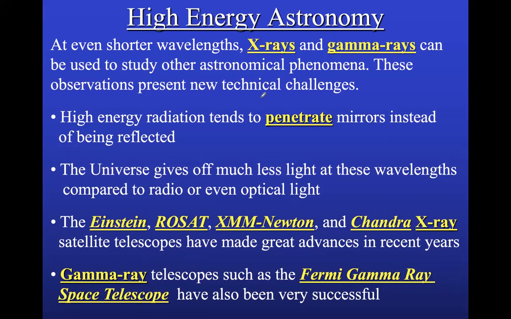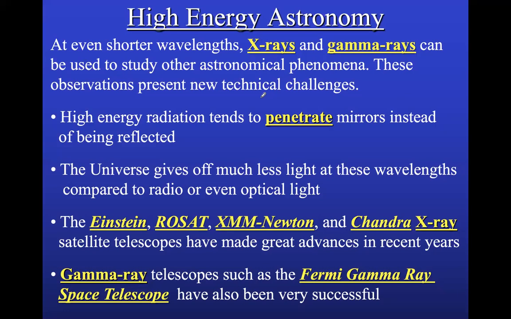And because of that, this particular region, which we call high energy astronomy, uses different techniques to make these telescopes. And you will see one of those examples. I am not going to explain all these things. And the universe actually gives off much less light at these wavelengths compared to the radio and optical wavelengths. And there are a few examples of those kinds of telescopes.